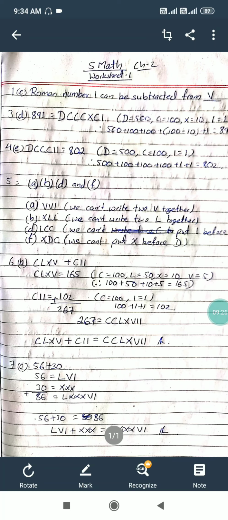Okay. So the rest of the questions you have to solve by yourself at home. Next day we will solve another worksheet.